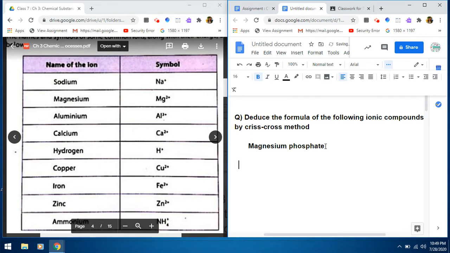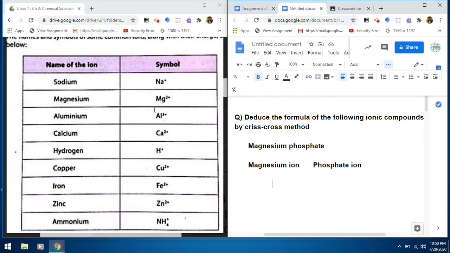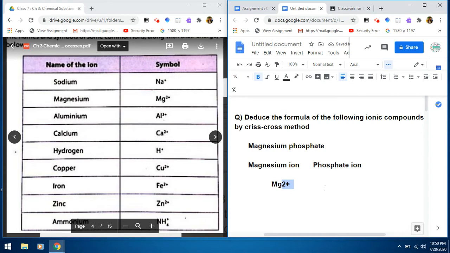Now, this magnesium phosphate is an ionic compound which is made of magnesium ion and phosphate ion. So, I have written the names of two ions of which this compound is made. Now, taking help of the table, I am going to write the symbols of these ions. Magnesium ion, as we can see here, its symbol is Mg2+. So, I am going to write the symbol of magnesium ion. And we need to be careful that 2+, that is the charge, is written as superscript. We are doing crisscross method, so I've put a cross in between.